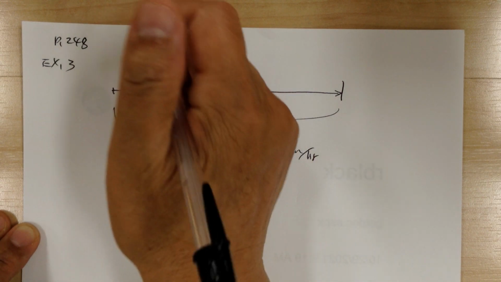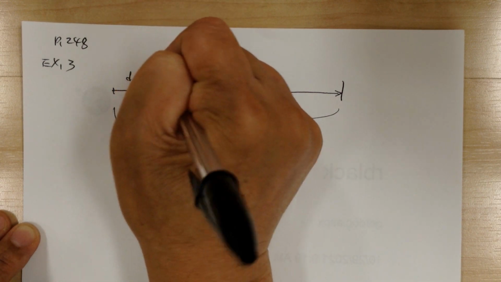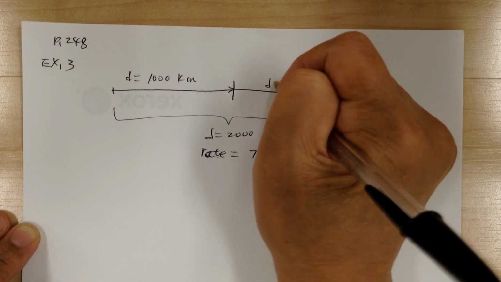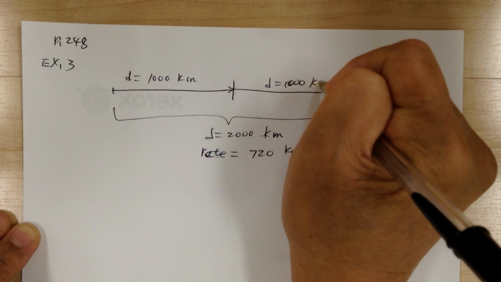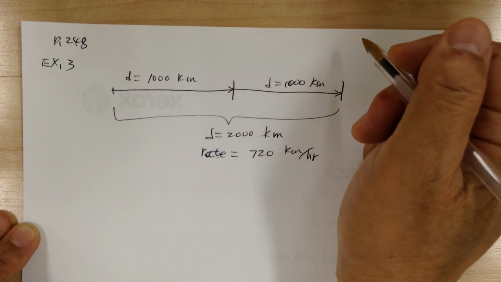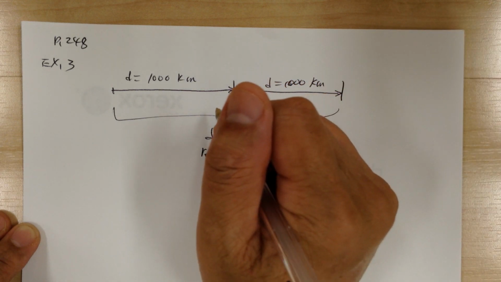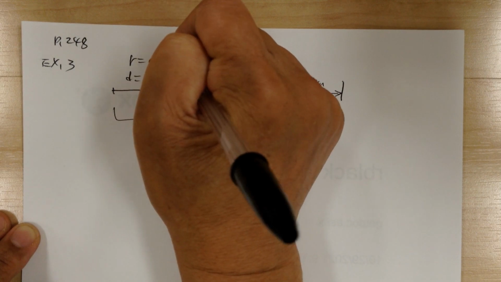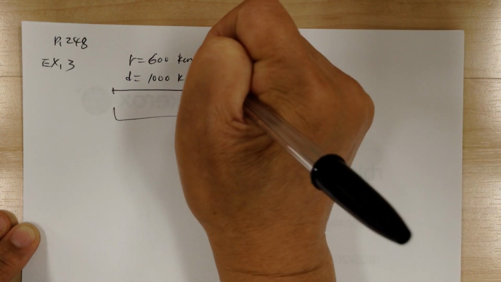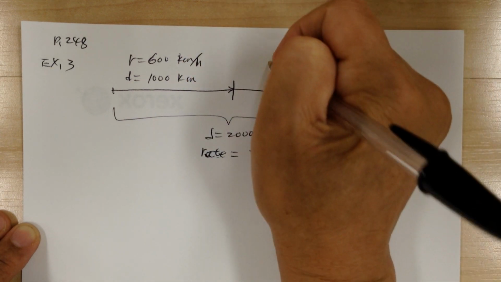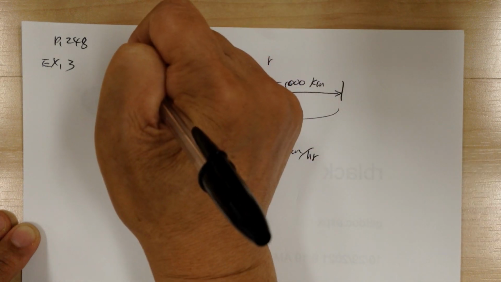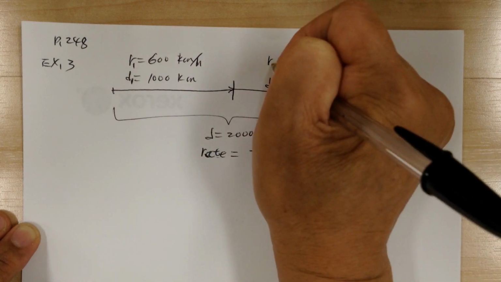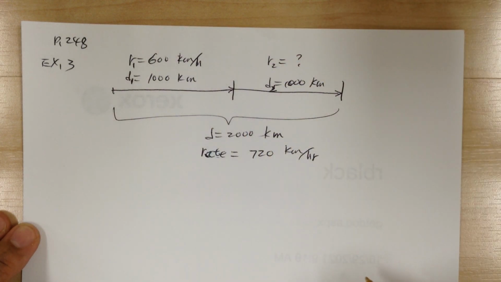So the first half, the distance equal to 1,000 kilometers. Well, if the total is 2,000, so one half is 1,000, and the second half is also 1,000. Okay. And the rate for the first half is 600 kilometers per hour. And so you want to figure out the rate at the second half. So this is the first half. I'm going to put 1 as a subscript, so 1 means first half, 2 means second half. So that's what you're looking for.